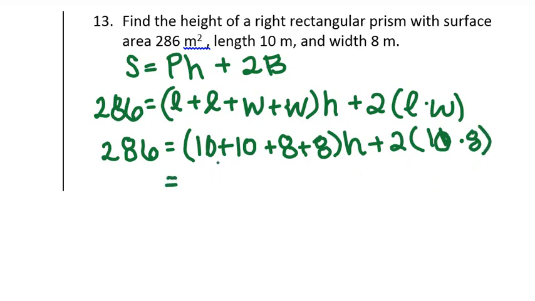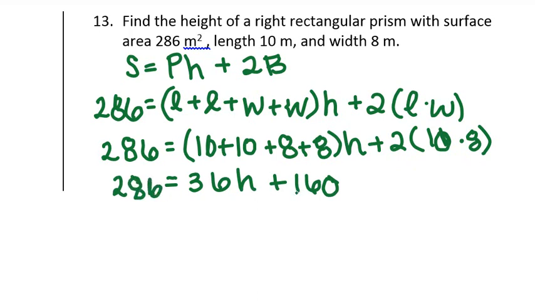Okay, so we have our length and our width. Let's simplify this so we don't have a lot. We have 10 plus 10 is 20, plus 16 is 36 times the height. And then over here, 10 times 8 is 80, times 2 is 160. So this is equal to 286. Now this is algebra. We're going to subtract 160. This gives me 126. And we're left with 36h on the right side. And we're going to divide by 36, and then we will have our height. So the height is equal to 3.5.